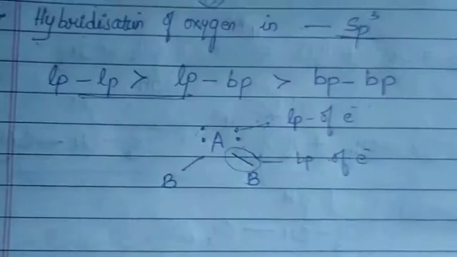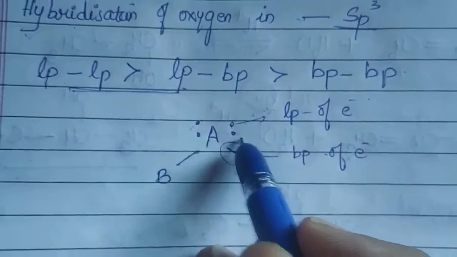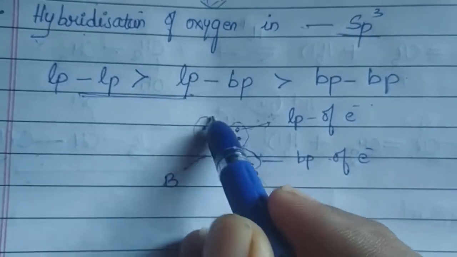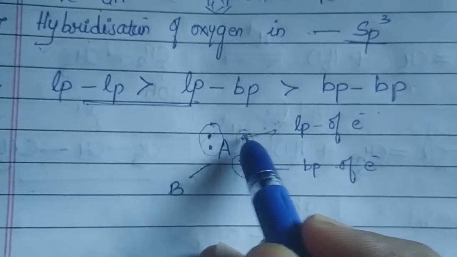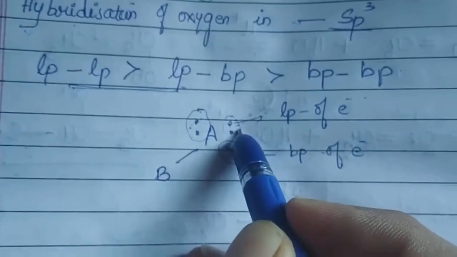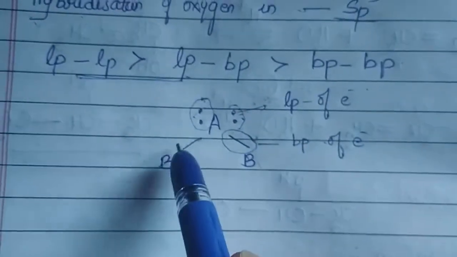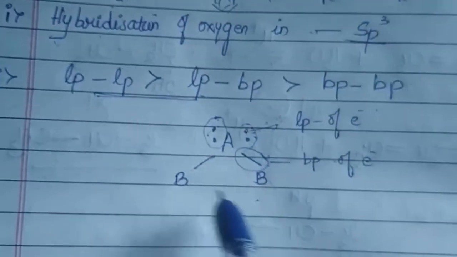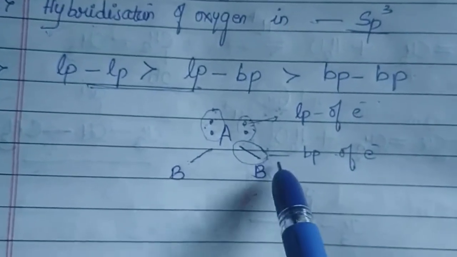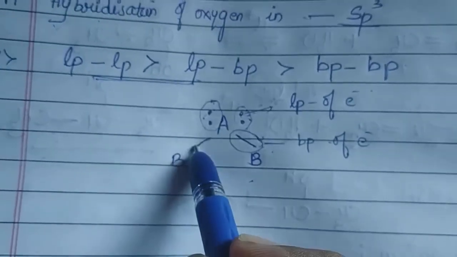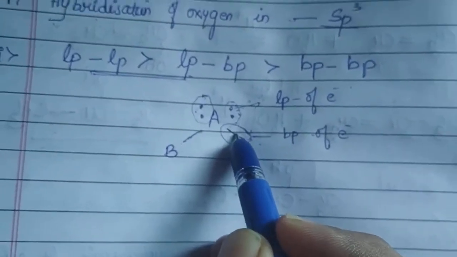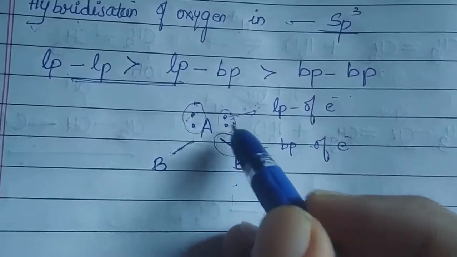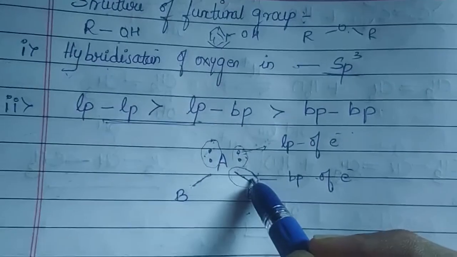So according to this concept, whatever the repulsion which exists between one lone pair and another lone pair will be called lone pair repulsion, which is very much higher. Whatever the bonds we have written, of course these are also electrons, but they have been involved in bond formation. So whatever the repulsion we are observing over here will be called bond pair repulsion. And the repulsion between a lone pair and a bond pair is called lone pair bond pair repulsion.